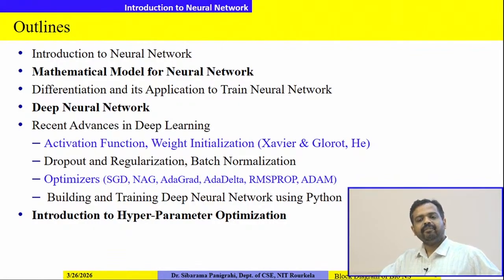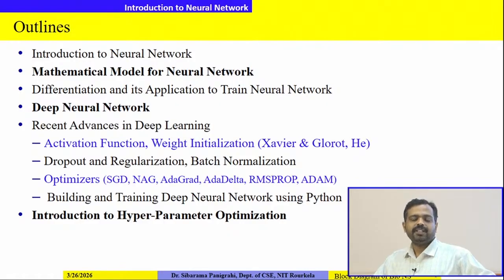Then we will dive deep into the deep neural network concepts and we will discuss some of the recent advancements on activation function, weight initialization, dropout, regularization, batch normalization and different optimizers. Then finally, we will discuss how to build and train a deep neural network and improve its performance by optimizing its hyperparameters by using different techniques.